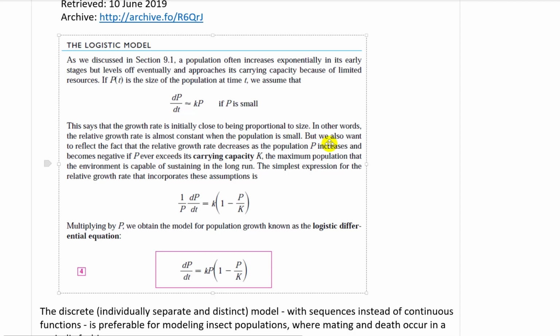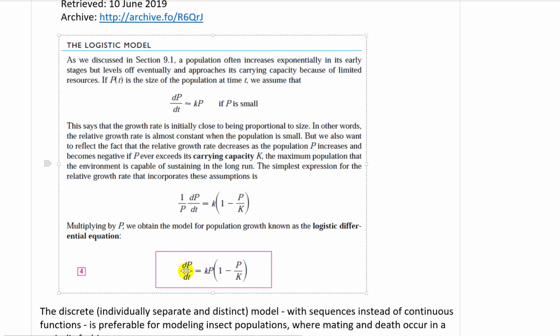But we also want to reflect the fact that the relative growth rate decreases as the population P increases, and becomes negative if P ever exceeds its carrying capacity, capital K, the maximum population that the environment is capable of sustaining in the long run. The simplest expression for the relative growth rate that incorporates these assumptions is 1 over P times dP over dt equals the constant k times 1 minus P over the carrying capacity K. Multiplying by P on both sides, we obtain the model for population growth known as the logistic differential equation.